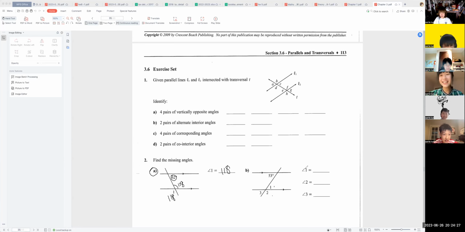Okay, kids, angle 1, angle 2, and angle 3.